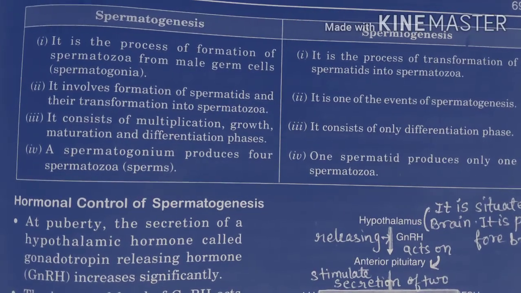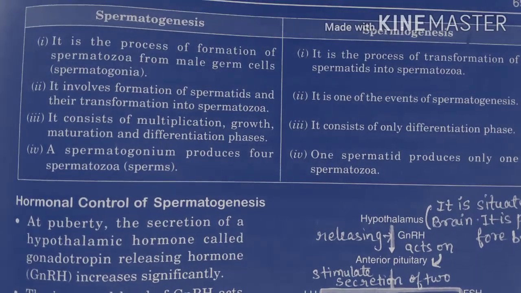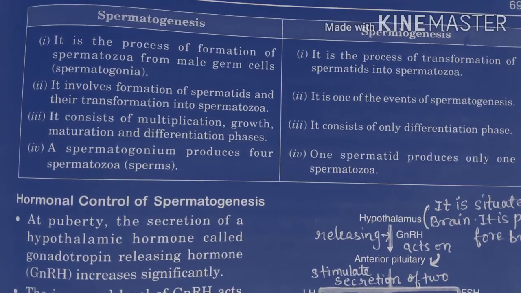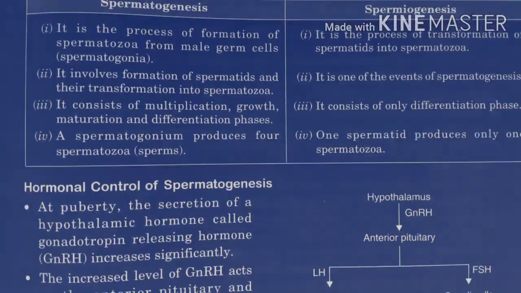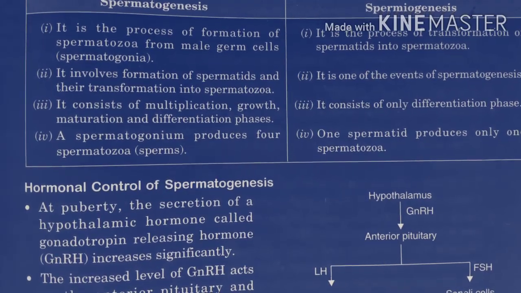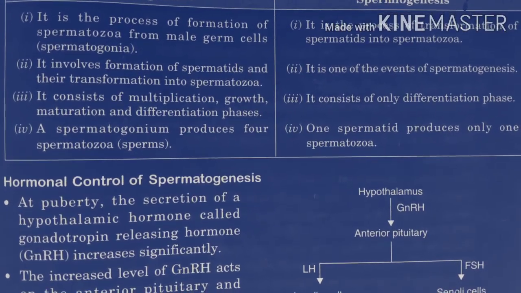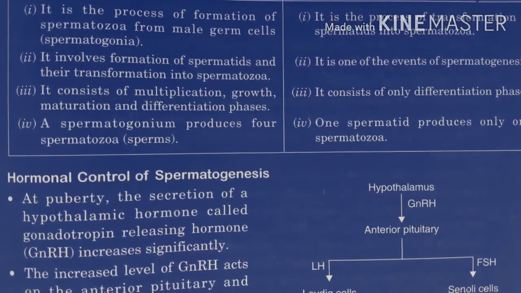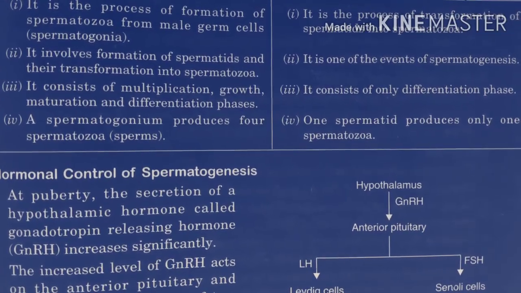In spermiogenesis, the second point is that it is one of the events of spermatogenesis. Spermiogenesis is one event of spermatogenesis. Third point: spermatogenesis consists of multiplication, growth, maturation and differentiation phases. In spermiogenesis, the third point is that it consists of only the differentiation phase. Fourth point: in spermatogenesis, the spermatogonium produces 4 spermatozoa, and in spermiogenesis one spermatid produces only one spermatozoon.